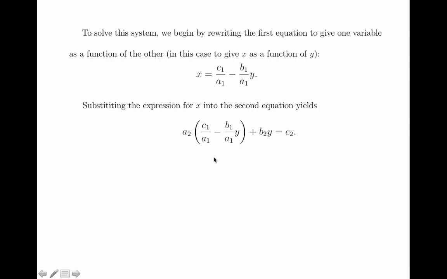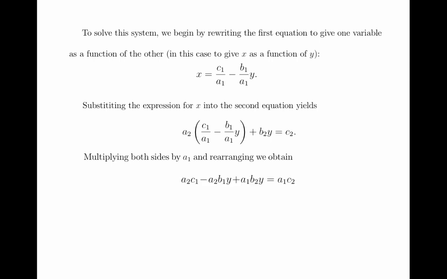Now notice that in this equation, what we have achieved is that we have got rid of variable x altogether. There is no variable x in this equation anymore. We only have variable y in this equation. The reason we did this is that now we can simplify and solve for variable y from this equation. To do that, we can multiply both sides of this equation by a1 and rearrange the equation to obtain this following expression.